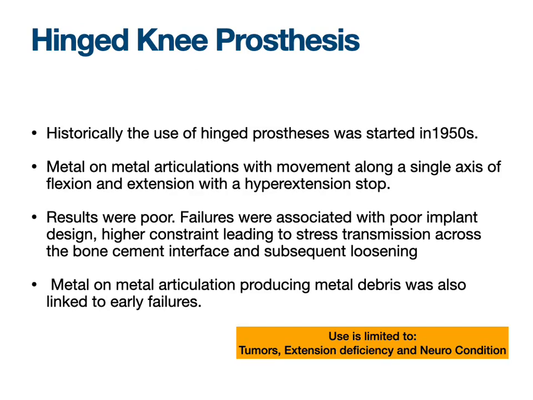Hence, the need for the stem to bypass or transmit some of the force down below. A hinged knee prosthesis was originally used in the 1950s. It's a metal-metal articulation with movement along a single axis of flexion and extension with a hyperextension stop. However, the results were poor, and the failures were associated with poor implant design and higher constraint, leading to stress transmission across the bone cement interface, and therefore subsequent loosening. These articulations also produced metal debris, which was linked to early failure.